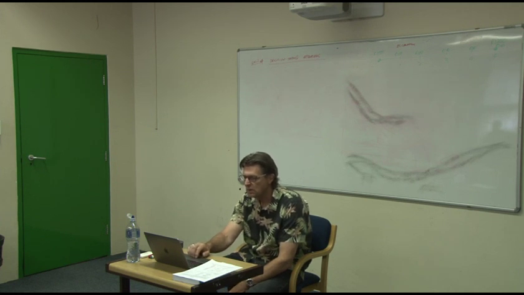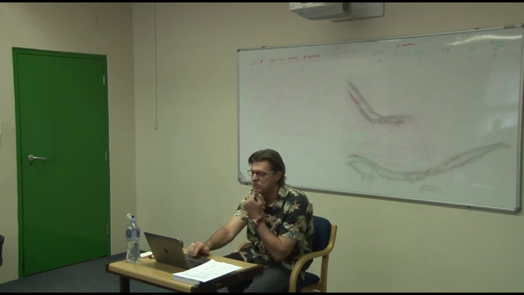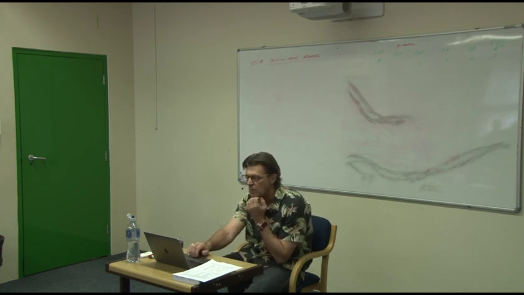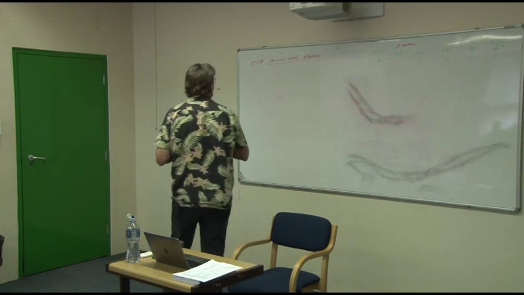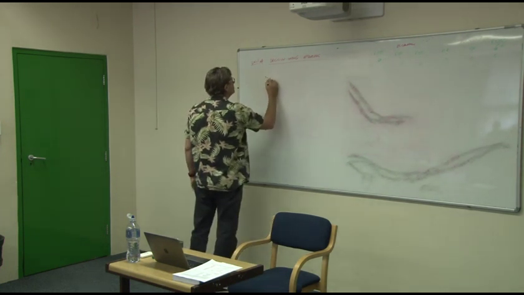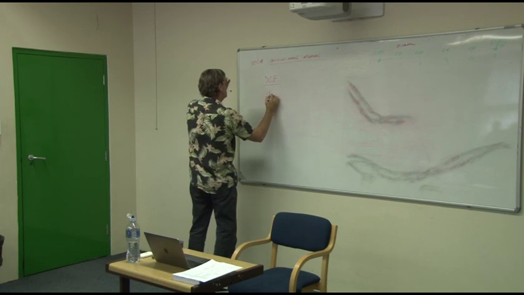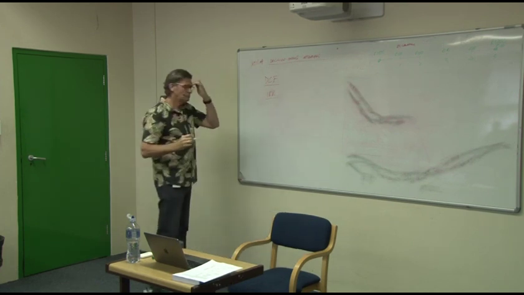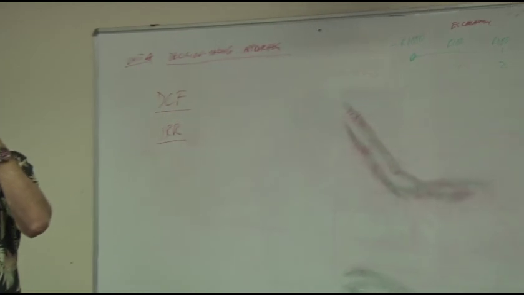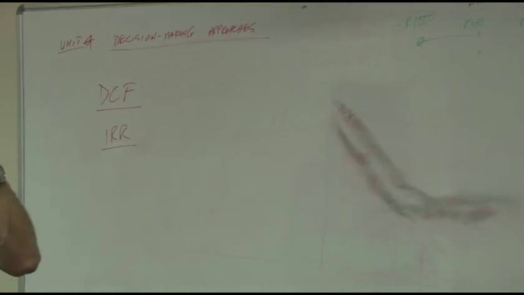The ones we're most interested in are these modern capital budgeting approaches. And the one that we're most interested in is discounted cash flow. Okay, so there are a couple of modern ones. Discounted cash flow being one of them, and the other one, internal rate of return.